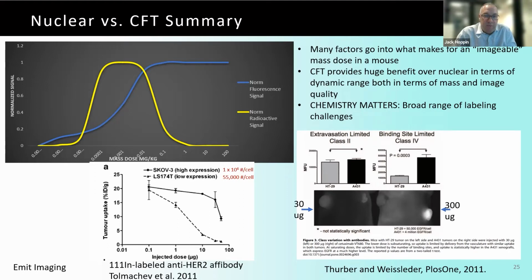And we see that in this plot from Tolmachev, where we looked at anti-HER2 antibodies. We had a high expressing cell line and a high Bmax and a low Bmax. And as we increase the mass of injectate, you're going to compete off faster in the low expressor. And so you absolutely have to take this into account. The problem is you still have a mass, you just don't have that problem in fluorescence. It's just much easier.